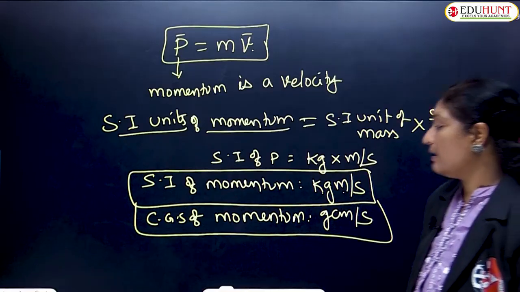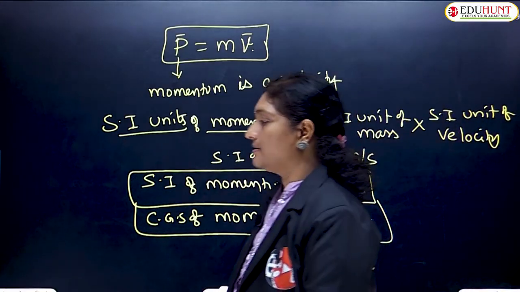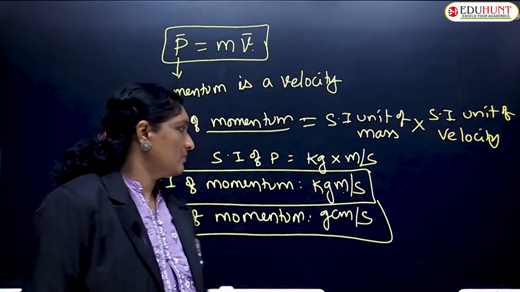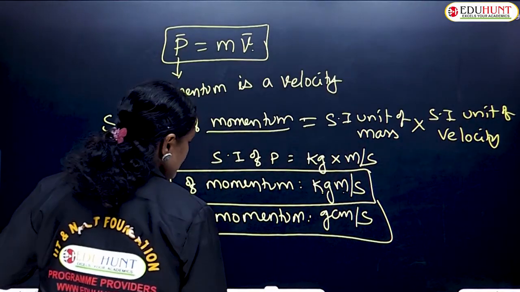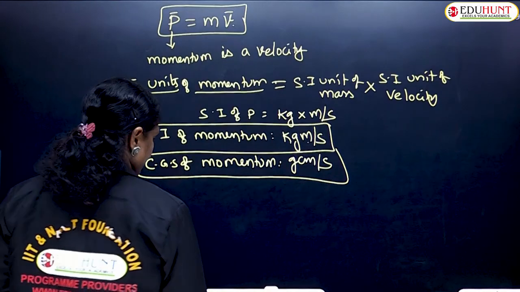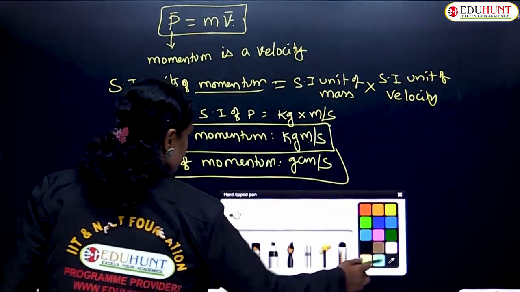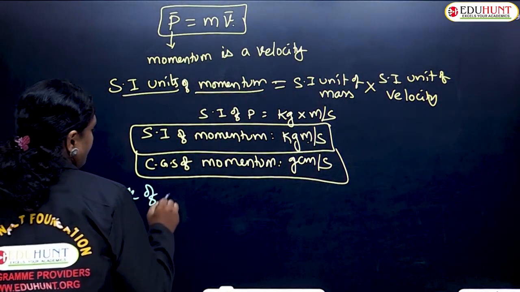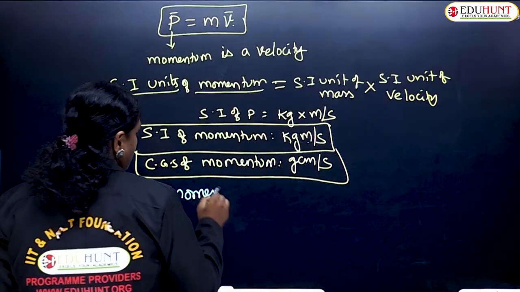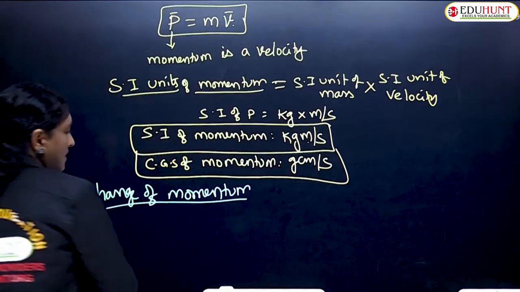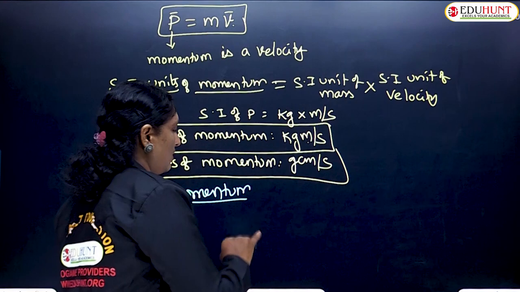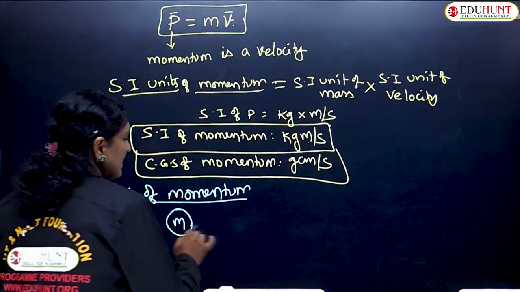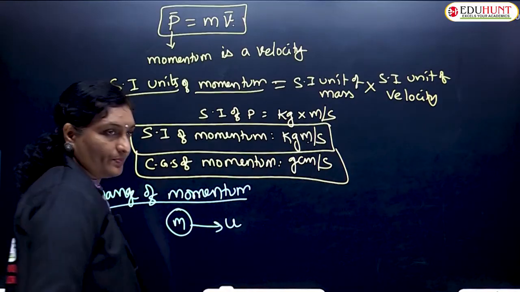Okay, children. Now, before concluding, let us also try to understand the other concept, that is change of momentum. What is the next topic, children? Change of momentum. So what is change of momentum? Let us consider a body of mass m, initially moving with velocity u.